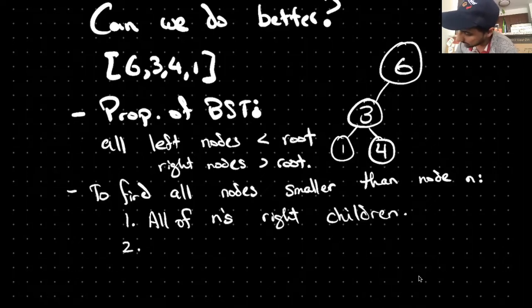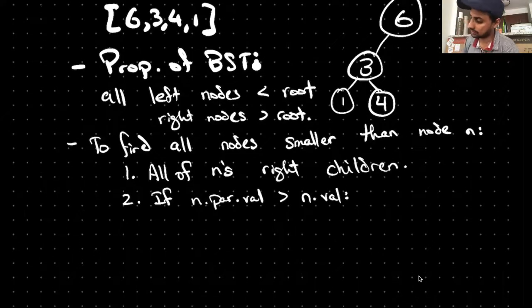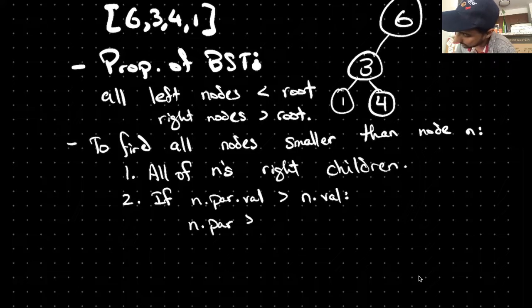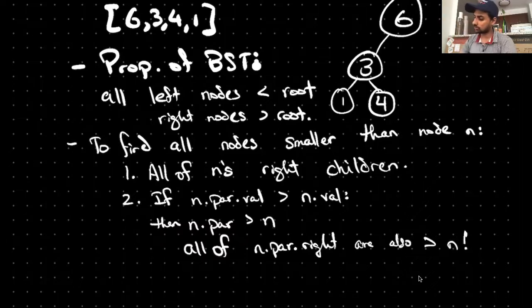And you want to look at if n.parent.val is greater than n.val, then you want to also say that everything in n... So this is going to say n.parent is greater than n, obviously. And then all of n.parent.right are also greater than n. So this is going to be super important. So we have two different properties that we have here.